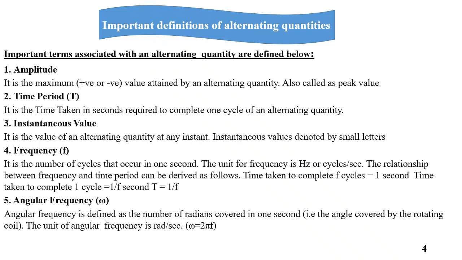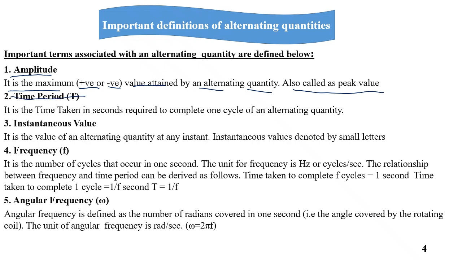Important definitions. First one is the amplitude, which is the maximum value, positive or negative, attained by an alternating quantity, and is also called the peak value.